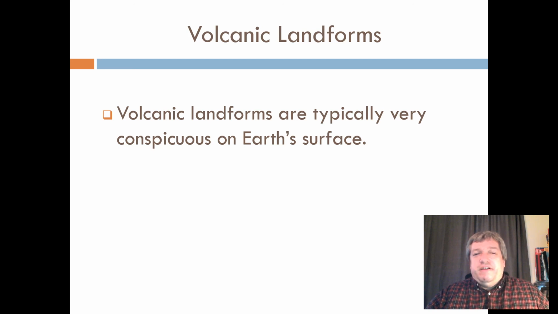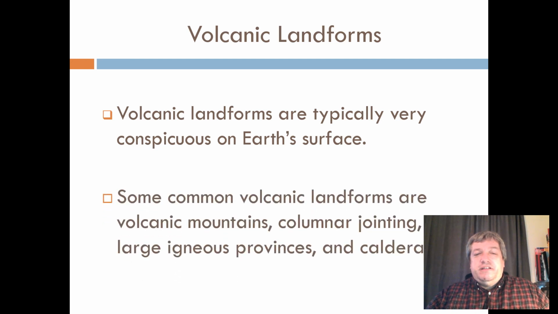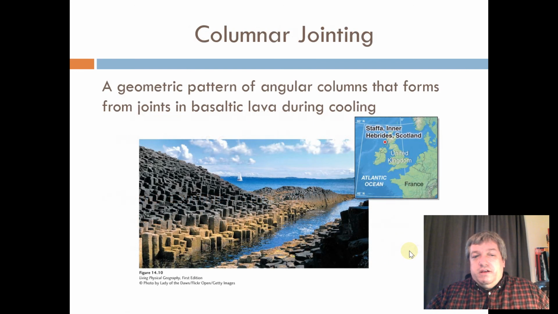We can see them, they erupt, they leave very strong telltale signs. So some things that we often see are volcanic mountains, but also this process called columnar joining, and we'll talk about these igneous provinces and calderas, which is under my face there. So we kind of know what volcanoes look like, but columnar joining is interesting.